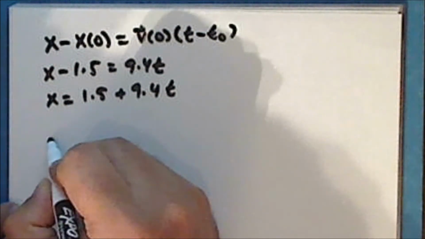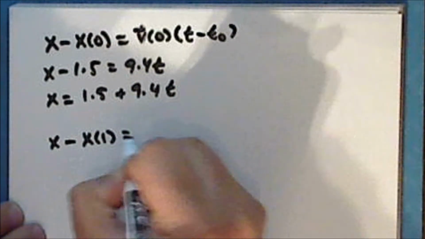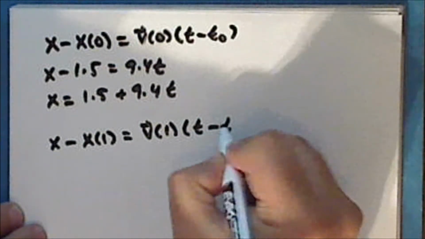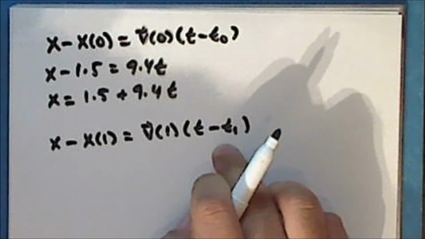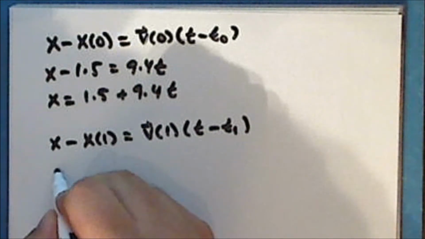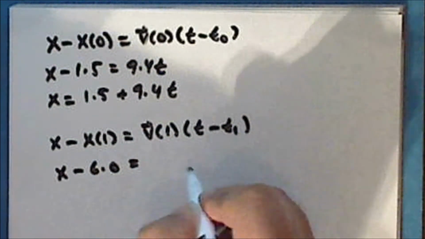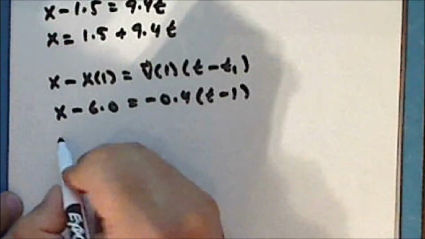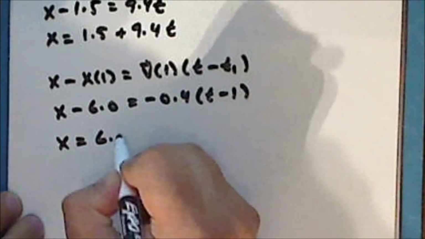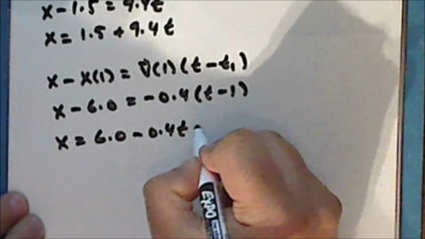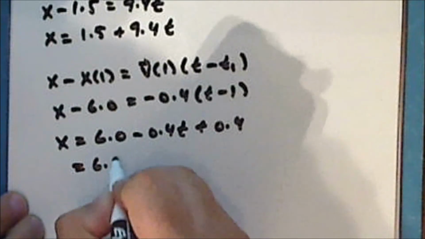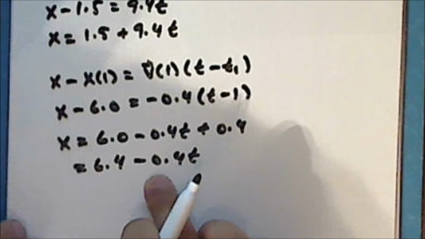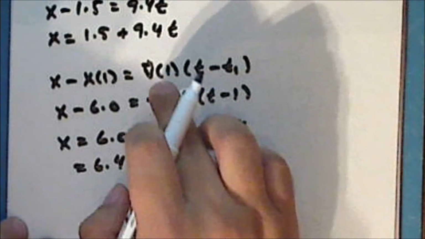So at the time t equals 1, we have x minus x of 1 is the velocity at the time t equals 1 times the quantity t minus t sub 1, where t sub 1 is the time 1 second. So we have x minus 6.0 is equal to negative 0.4 times t minus 1, which is the equation x equals 6.0 minus 0.4 times t plus 0.4, which is 6.4 minus 0.4 times t. Again, notice that the slope of this line is the velocity, the instantaneous velocity at the time t equals 1.